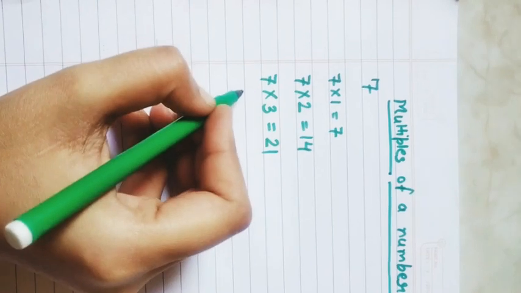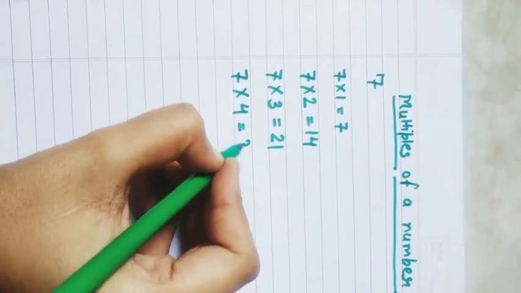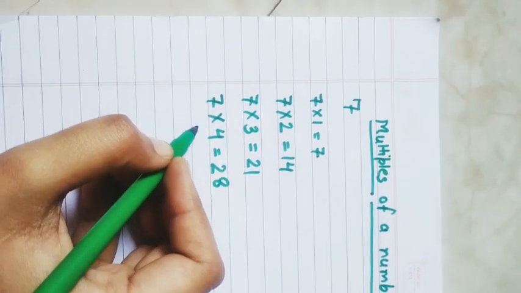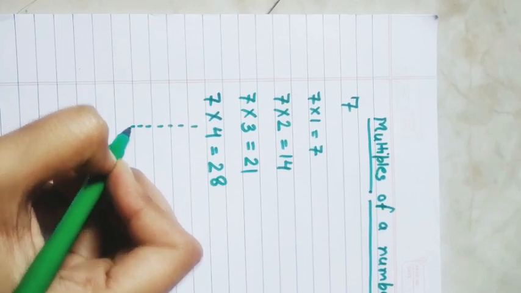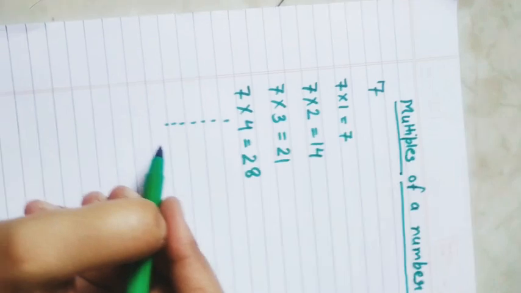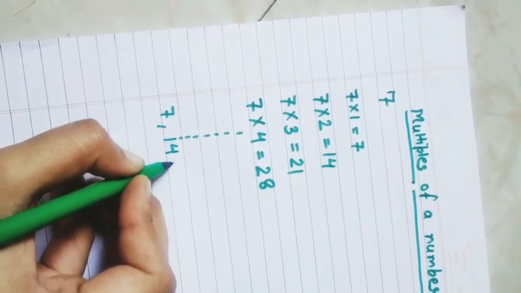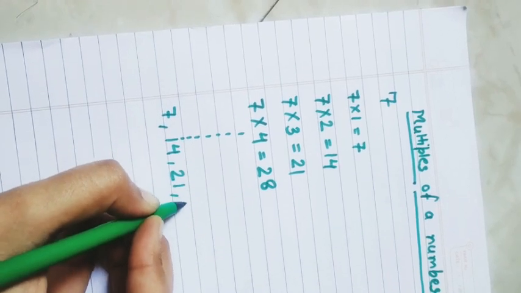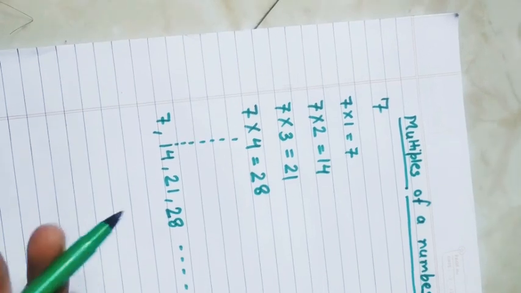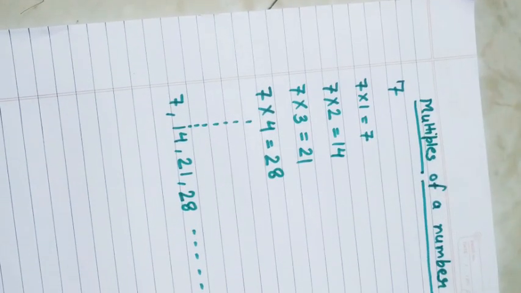After this, we will multiply 7 by 4, then we will get 28. And the list would continue forever. The multiples of 7 are 7, 14, 21, 28 and so on. So this proves that the list of multiples of a number is infinite.